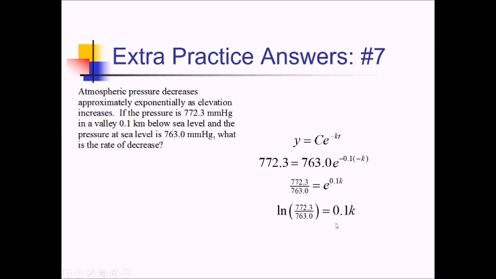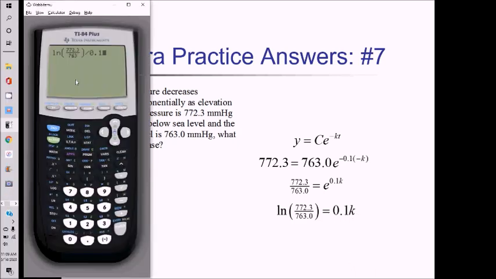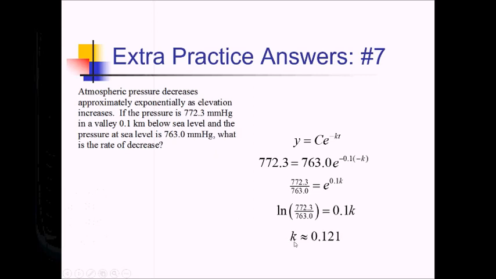And now let me just plug this into the calculator, dividing by 0.1. So doing that on the calculator, that comes out to about 0.121, which is to say we have a decay rate of about 12.1 percent per kilometer.